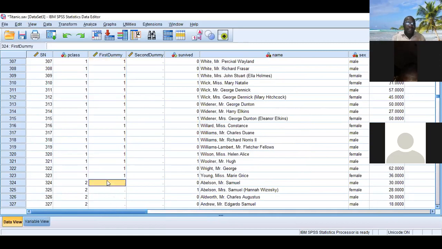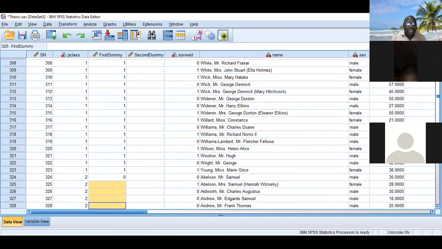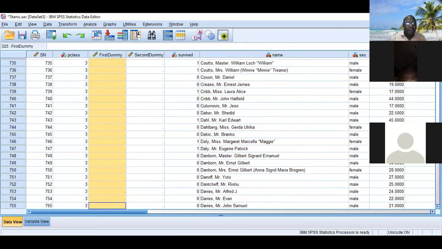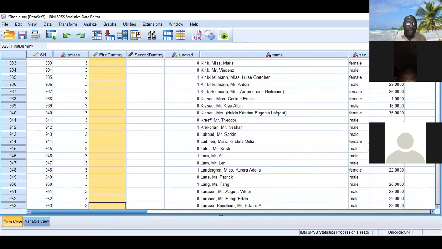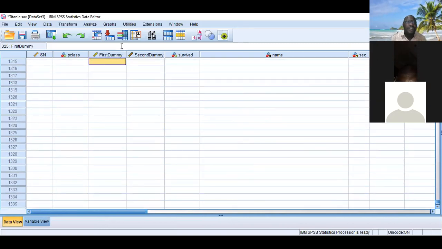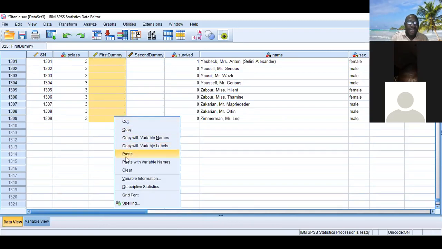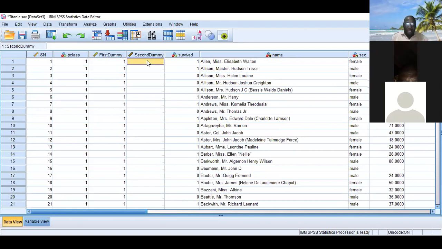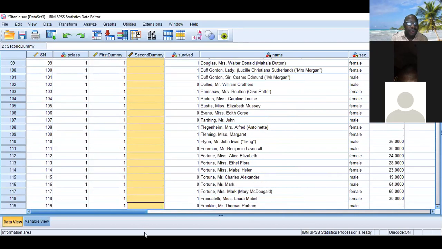Can you see? I will now type 0, copy, then select the remaining and paste 0 there. I've created the dummy for the first class. For the second class, the dummy is for second class. You know that it's only the second class that will be 1. So I first start with 0 for all those that are first class, 0 until it ends.